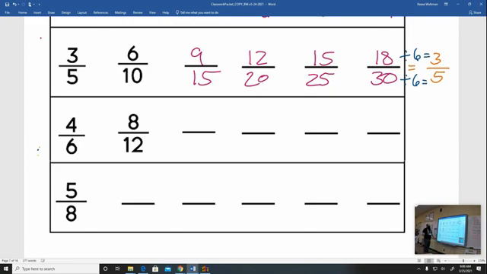You guys don't remember? She knows how to do it. Go ahead. But you guys don't remember what it's called? A common factor.